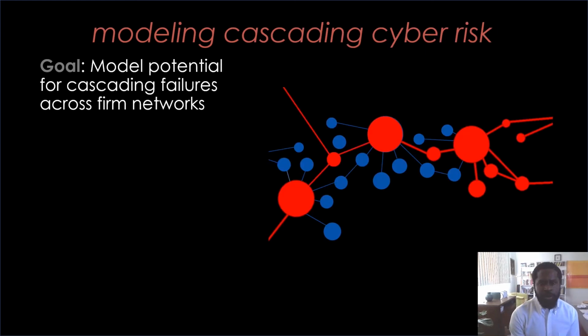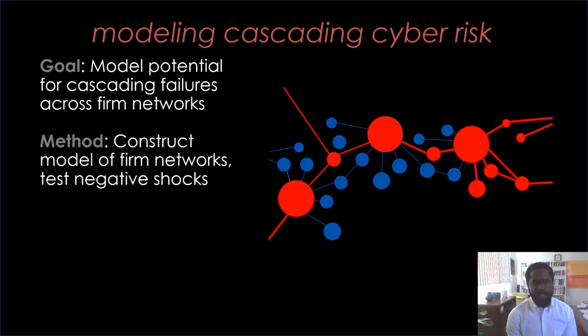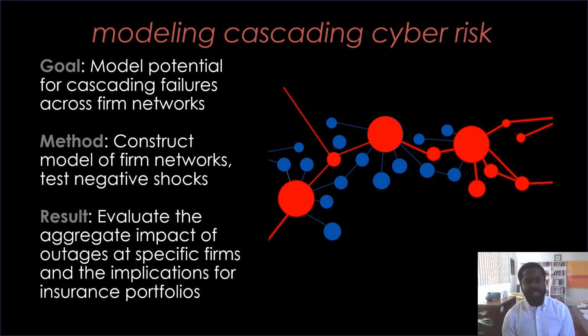So we start with modeling cascading cyber risks. Our goal is to model the potential for these cascading failures, not estimate the likelihood, not make any predictions, but just look at the potential cost that could mount. We are doing this by constructing a model of firm networks and testing the impact of negative shocks. And the result is that we can evaluate the aggregate impact of cyber attack-driven outages at specific firms and their broader implications.